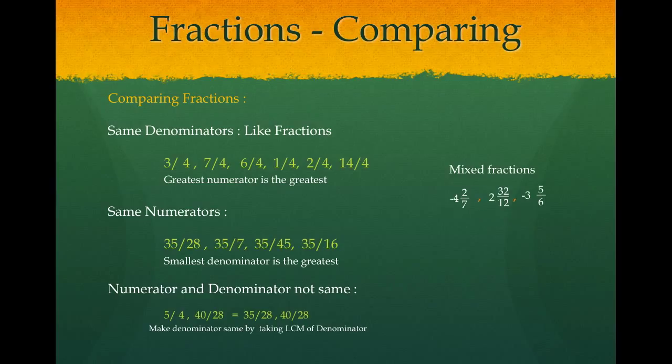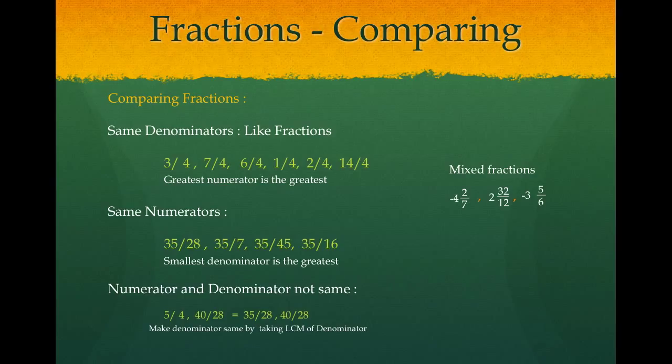Now in case of mixed fractions, we'll compare the whole number part first. So here 2 is the greatest whole number, therefore this fraction is the greatest fraction among these. Now if all these fractions had same whole number part, for example if this was also minus 4 and this was also minus 4, then we would have compared the fraction part like we did here. So this is how we compare fractions.